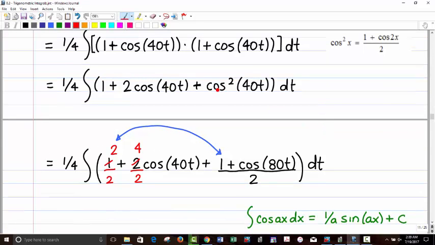Now, because we still have a cos squared, we have to use the identity again. So cos squared is going to be 1 plus cos of 80t over 2. After this, there are no more identities that have to be used. You can go about this different ways. I like this way that I'm doing it here. Sometimes it's confusing for students when they first look at it, but it's easy.